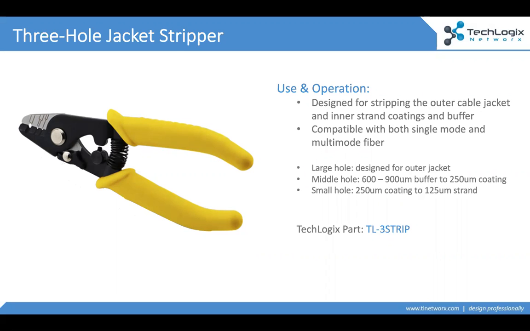And then there's a really small hole in there. Depending on the type of fiber that you have, you may need to go a little bit deeper into that glass strand, and that takes the inner coating down even a further notch. So the 3-hole stripper is a very key tool for your arsenal. Okay, take off the outer jacket, prep the inner strand.